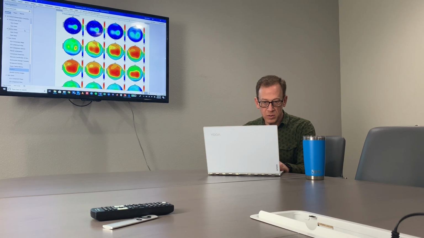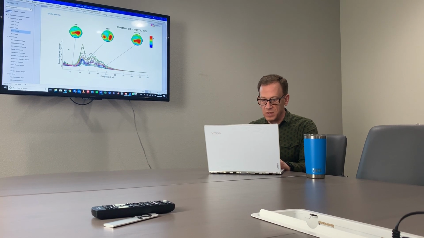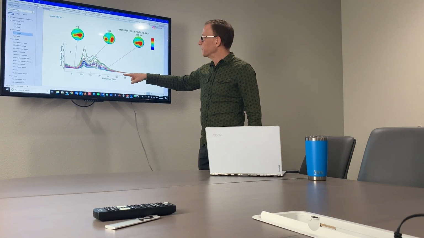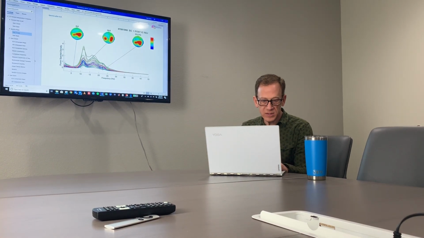That's where we saw in our spectral graph that we looked at here, that's where we saw the increases of beta that we talked about in those regions of the brain. And that's where we saw our connectivity problems over that same area of the brain as well. So everything lines up, so we know really where the problems are.